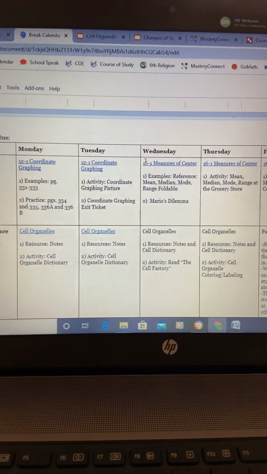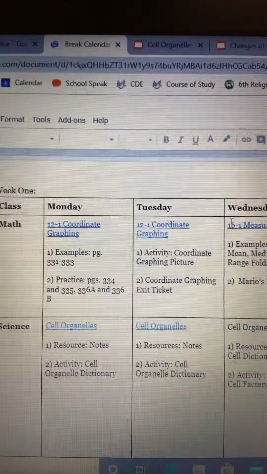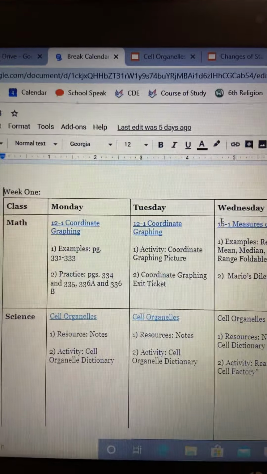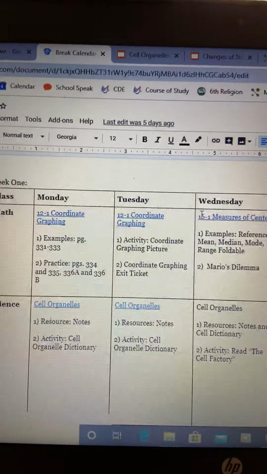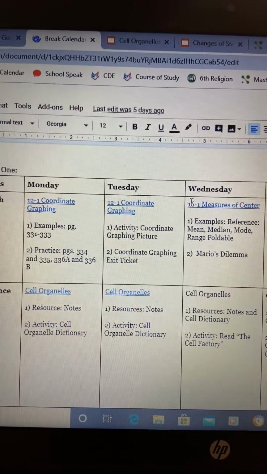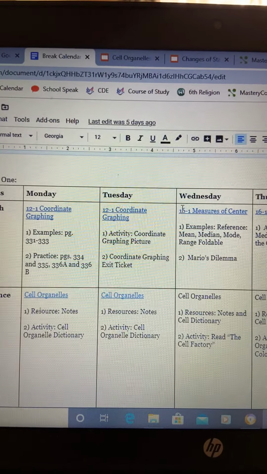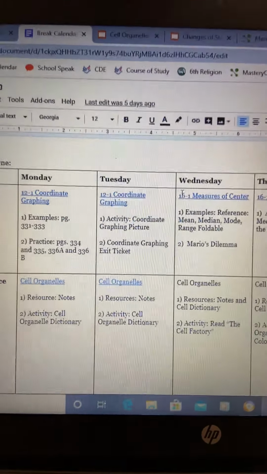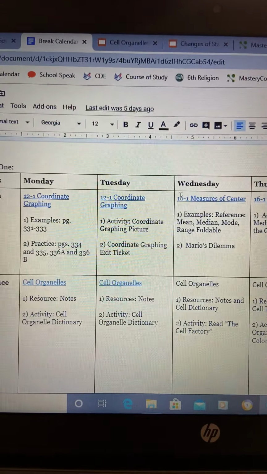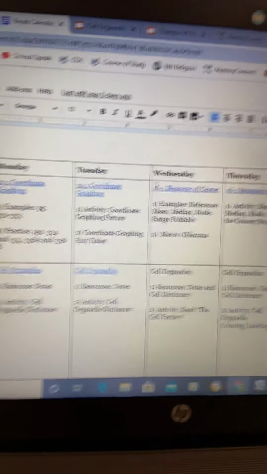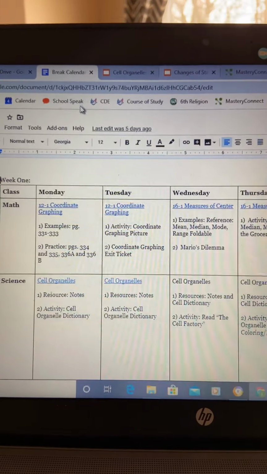So let's check out your break calendar. All right, so the first two activities were, the first one was just examples in your book to get you caught up. You didn't have to actually complete anything. And then the next one was the coordinate graphing picture, which is pretty self-explanatory. You just plot the points and then it'll come up with the picture. The coordinate graphing exit ticket talks a little bit about reflecting things over the line. So let me show you how to do that real quick.